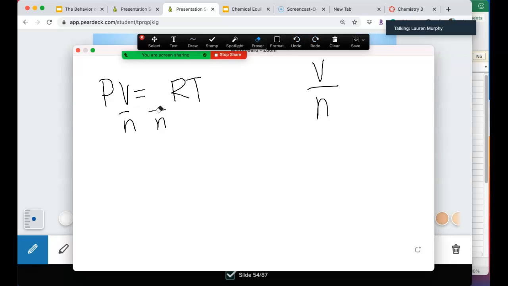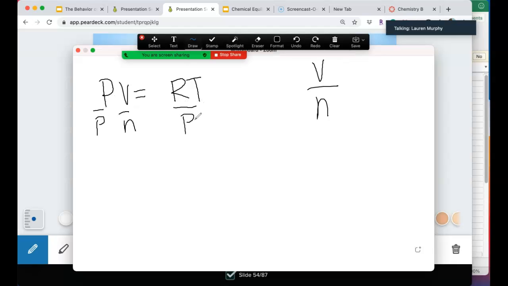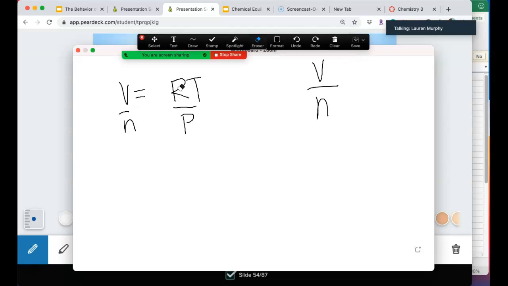That gets rid of it over here, right? Now, volume over moles is molar volume. So now, algebraically, I'm going to get rid of pressure. I'm just proving to you where this number came from. He didn't just pull this number out of nowhere. So get rid of the pressure. So molar volume equals the R constant times temperature over pressure.